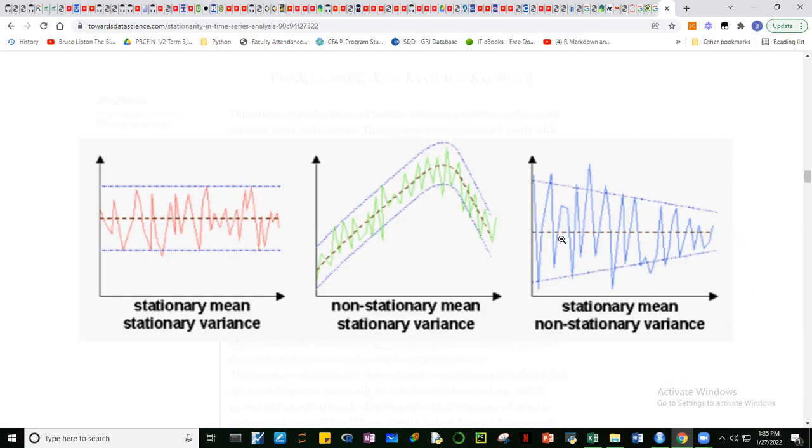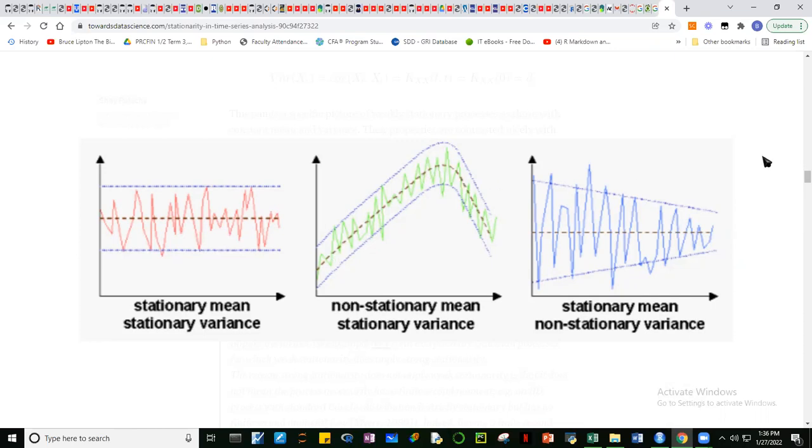Kasi tingnan nyo guys, over time, yung average niya, andito pa rin eh. Wala siyang trend. Hindi naman siya umaakyat. Hindi siya bumababa. Okay? Constant siya sa mean, pero tingnan nyo yung variance. Over time, lumiliit siya. Parang nagpa-fanning effect. So it can be pataas over time, yung band ng volatility, or pababa. Compare that with this one, guys. Yung volatility dito at saka yung volatility dito, constant.